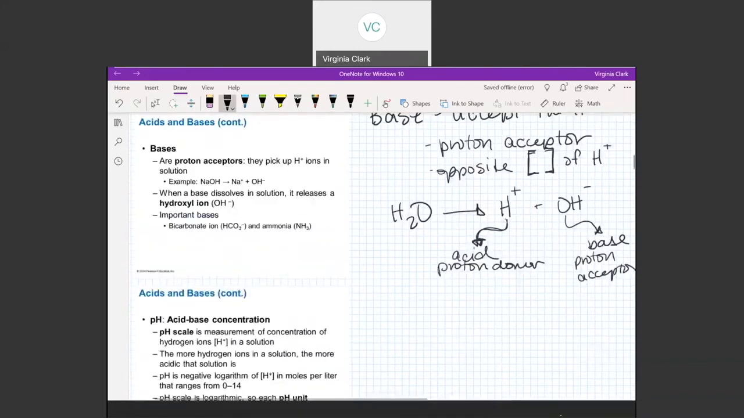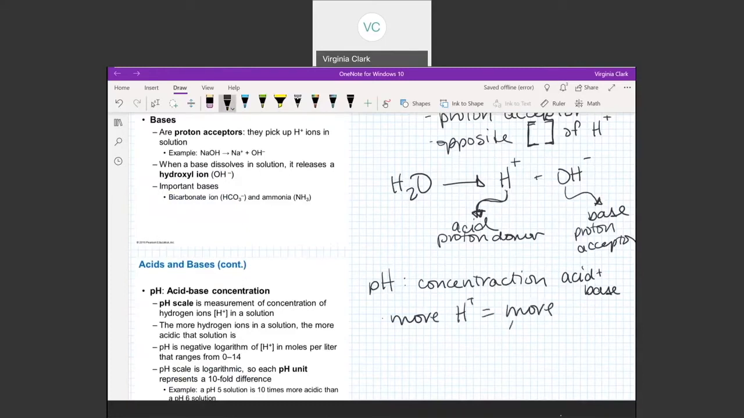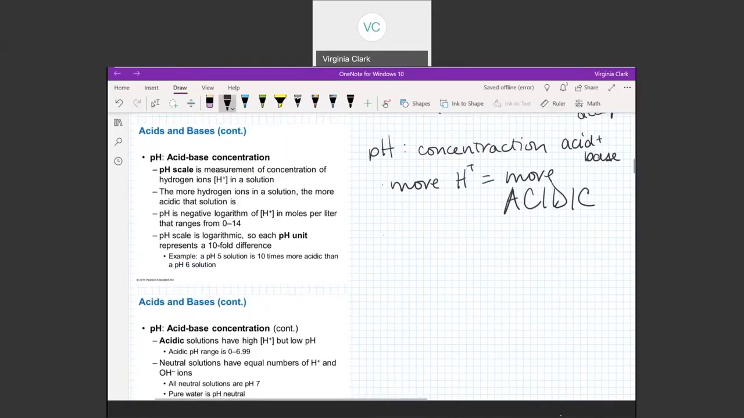So as we're going through this, we'll talk about the levels of concentration and how these things work together, which is the pH. So this is going to be the concentration of acid and bases. It's very easy because they are just an inverse relationship of each other. So more hydrogen ions, more acidic. So it's going to be a floating scale. So the more hydrogen ions, the more acidic it is, whereas the more hydroxyl ions, so that's what these are, hydroxyl ions, the more basic it's going to be.